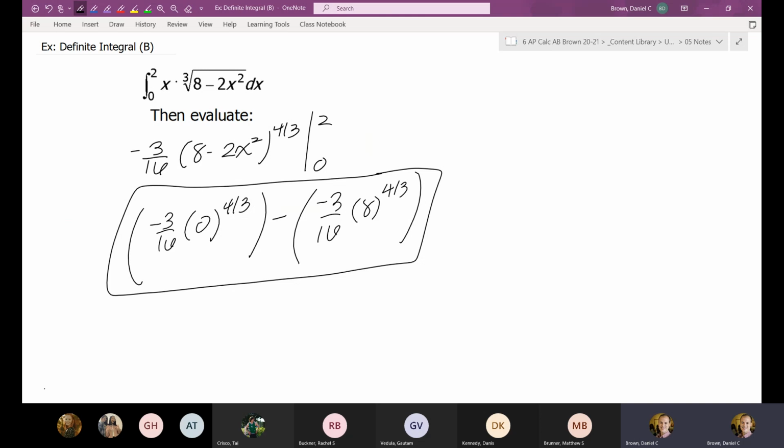Any questions so far? Yeah. So could you plug the lower bound and upper bound into your u? Yes, and I'll show that in a second. Okay. You're being smart and thinking ahead.